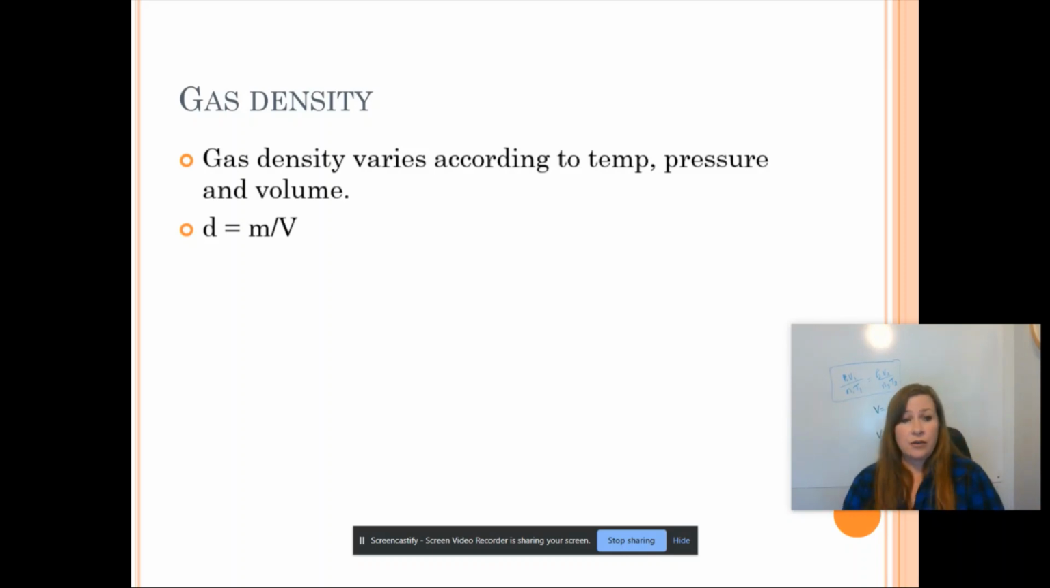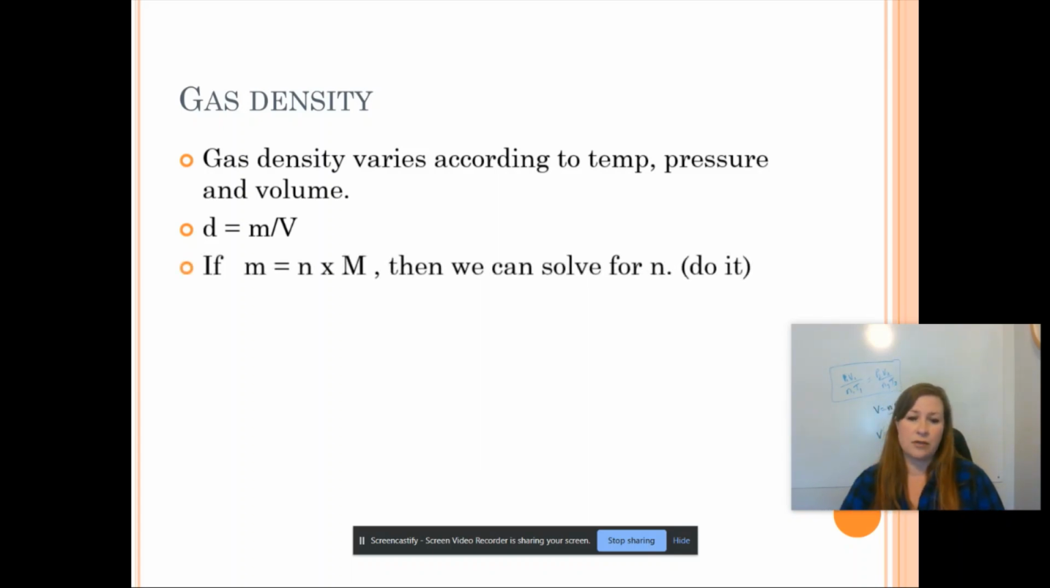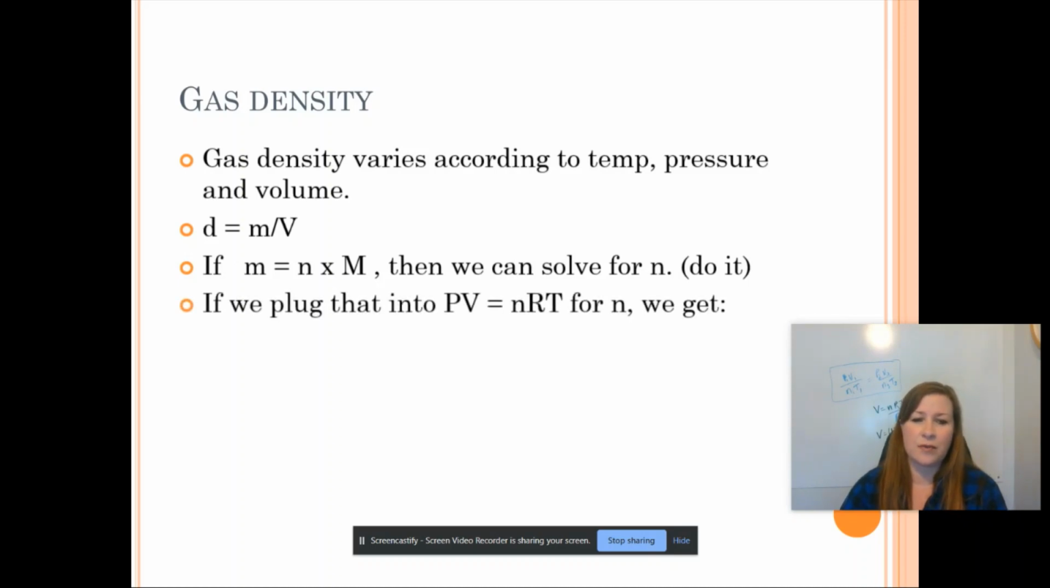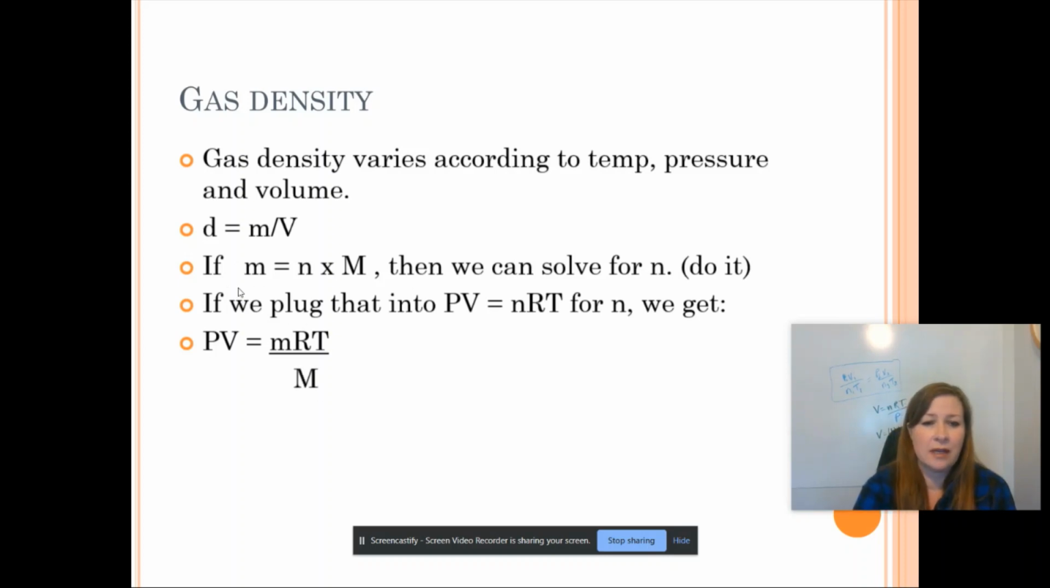So you know D equals m over V, mass over volume, and you also know that mass is equal to the number of moles times the molar mass, right? And if we solve that for n, you have little m over big M, right? And if you plug that into PV equals nRT, it's looking kind of complicated, but it's not too bad because here's our little m over big M right here. That's n. PV equals little m RT over molar mass.